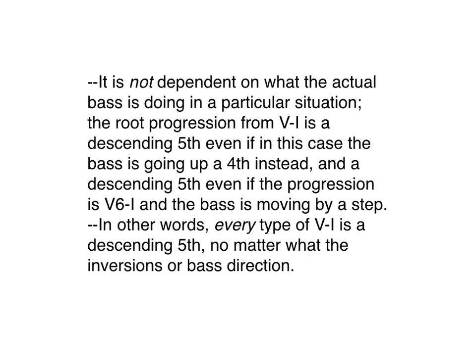It's not dependent on what the actual bass is doing in a particular situation. For example, the root progression from 5 to 1 is a descending fifth, even if in this case the bass is going up a fourth instead. And it's a descending fifth even if the progression is 5, 6 to 1 and the bass is moving by step. In other words, every type of 5 to 1 is a descending fifth, no matter what the inversions or bass direction.